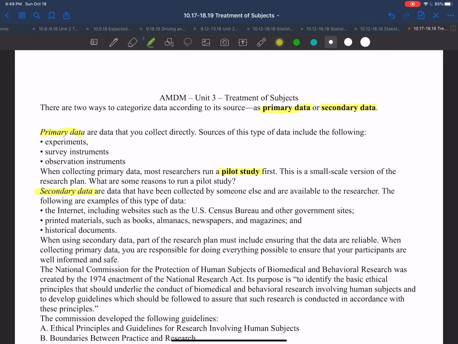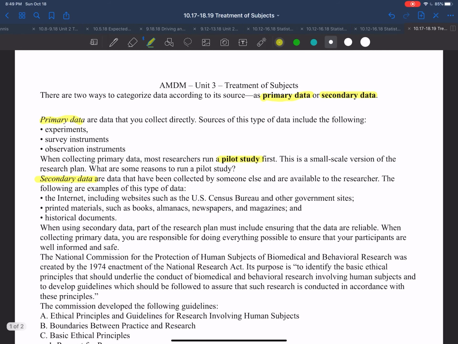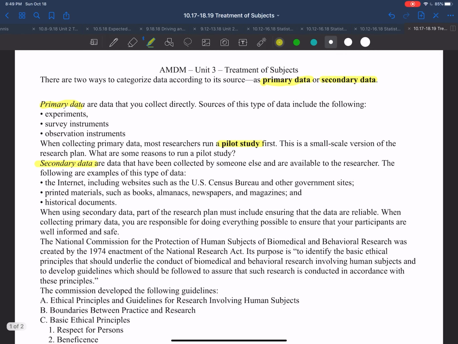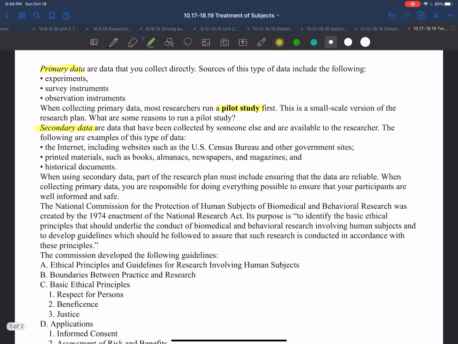and now secondary data is data that have been collected by someone else and are available to the researcher. Some examples of this include the internet, such as websites like U.S. Census Bureau and other government sites, printed materials like books, almanacs, newspapers, and magazines, and historical documents. Now, just be careful when you're using secondary data as a part of your research. You must ensure that the data is reliable.